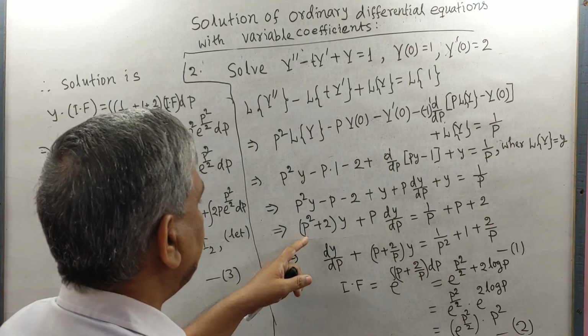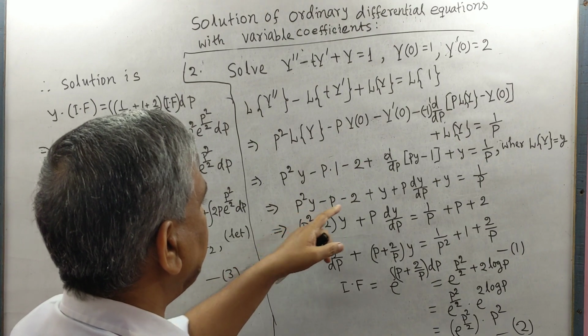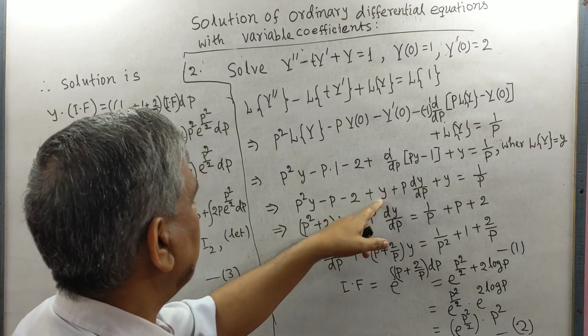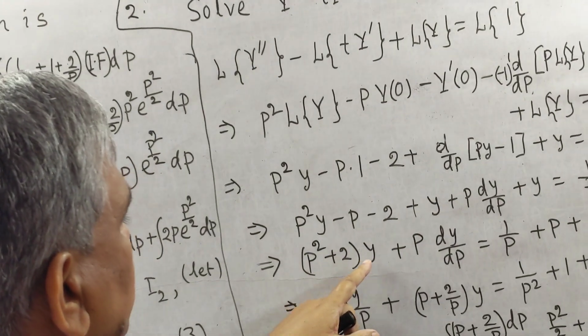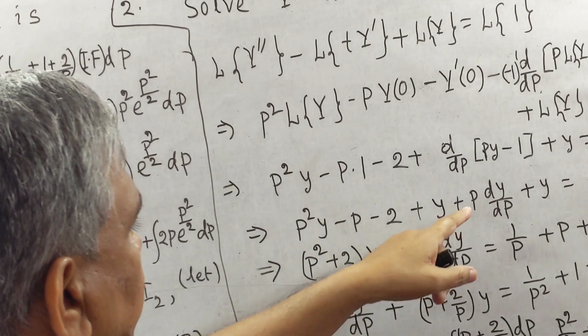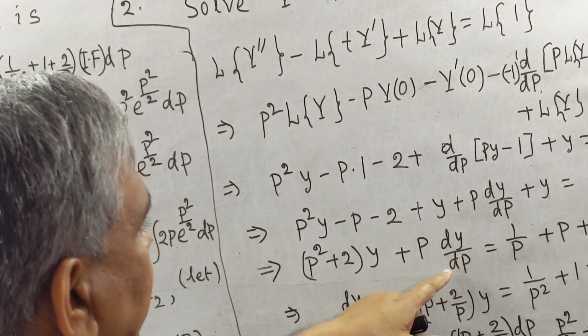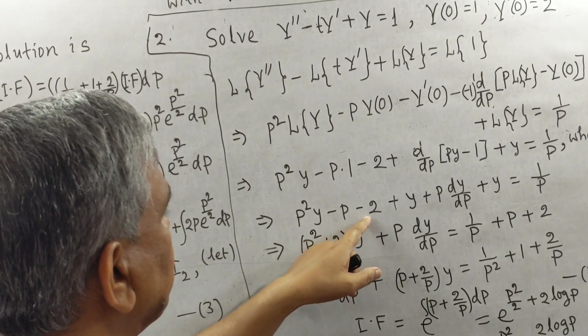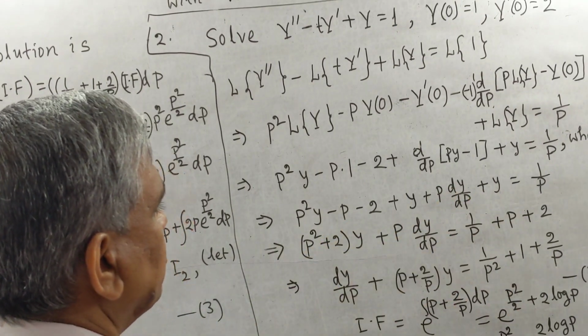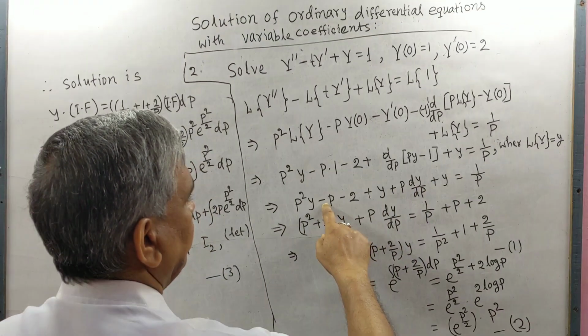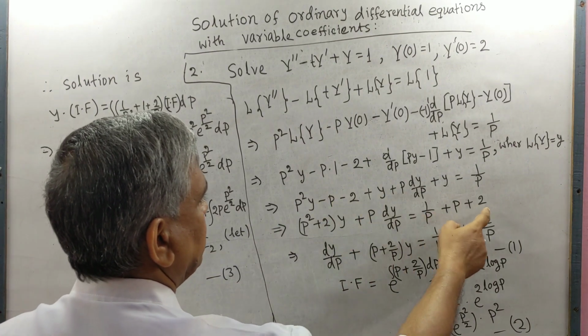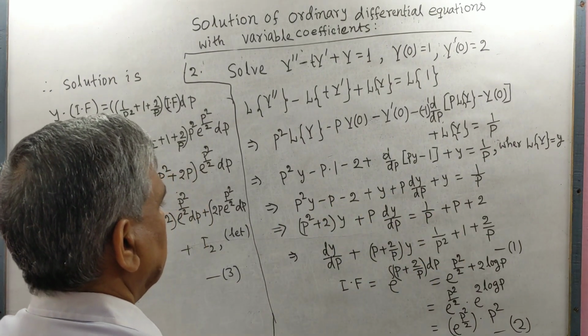Now rearranging, we get p² y, here y plus y, 2y. So we get (p² plus 2) y. Here plus p dy/dp, and we send the two terms to the right side. So 1/p minus p is plus p, minus 2 is plus 2.